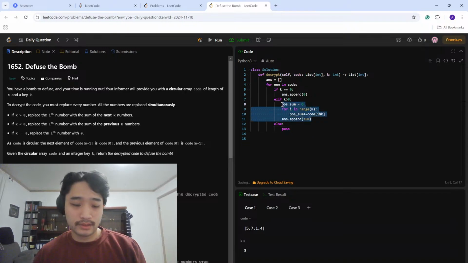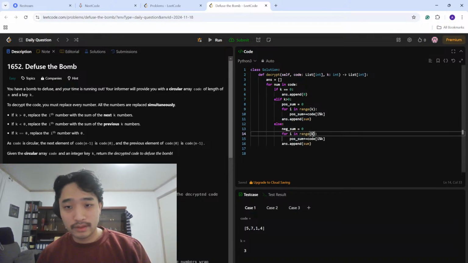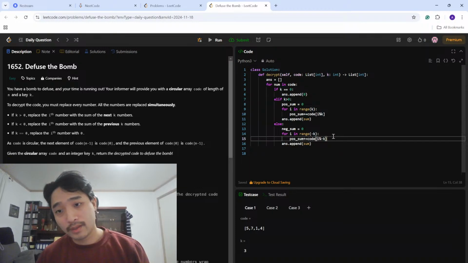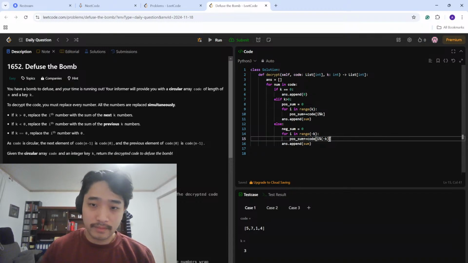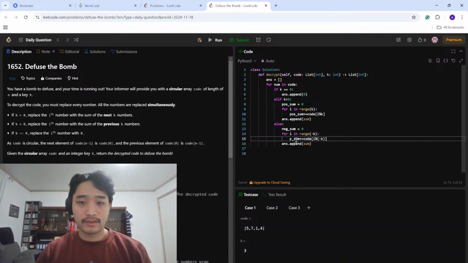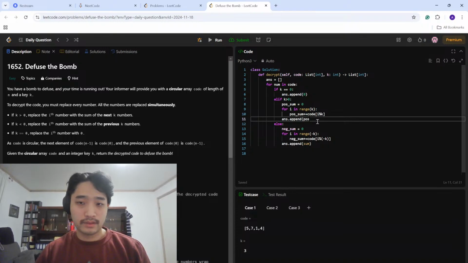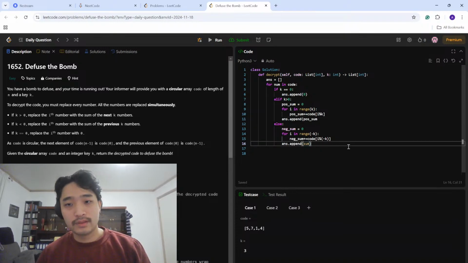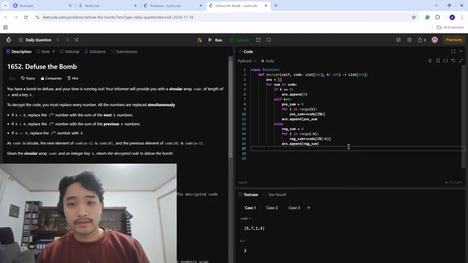Else it's exactly the same, just negative. Negative, i minus k, minus k. Negative, so this is sum. Return ans.